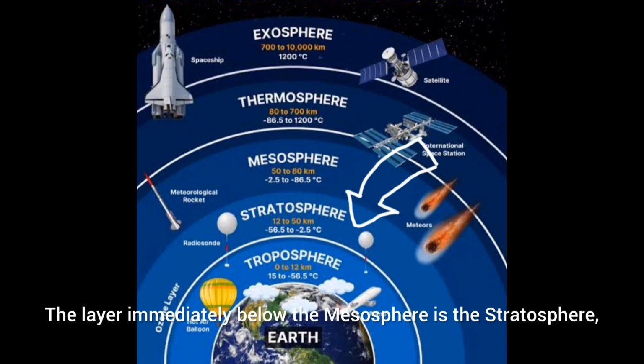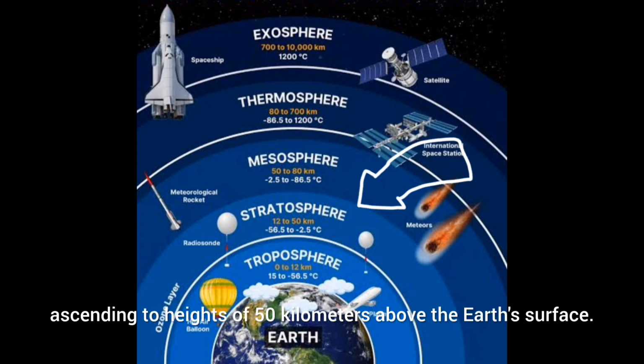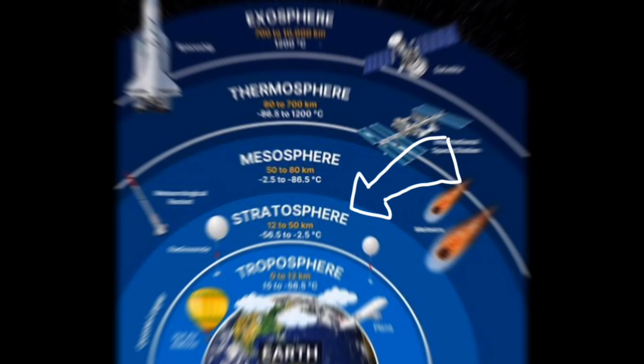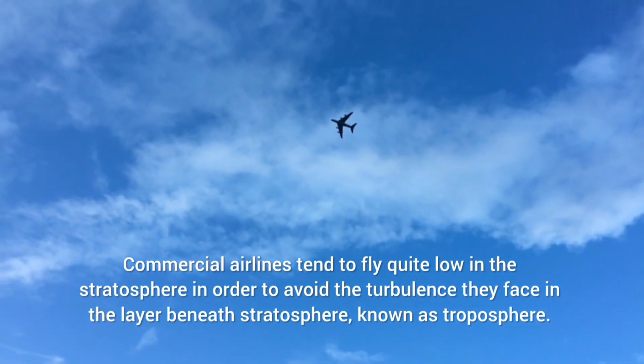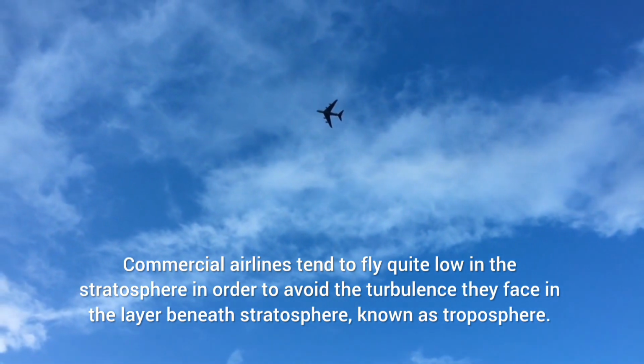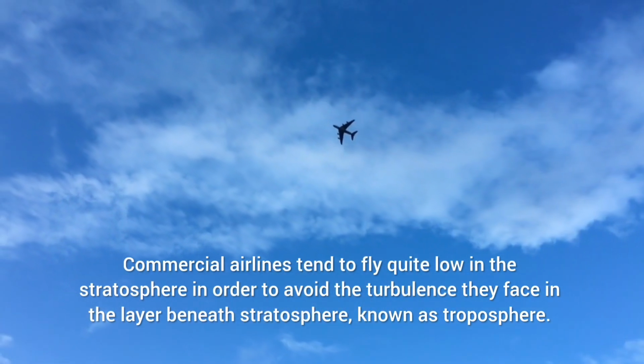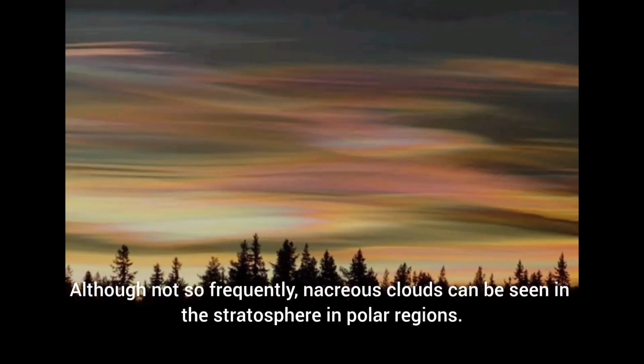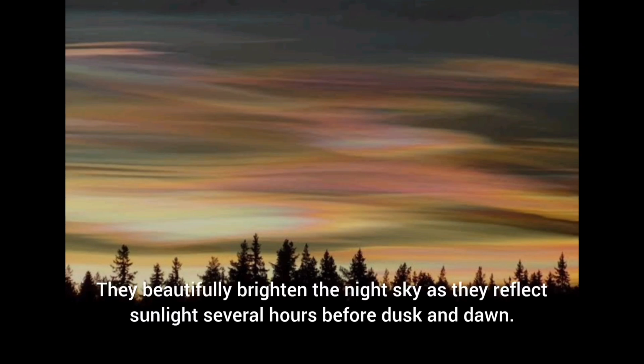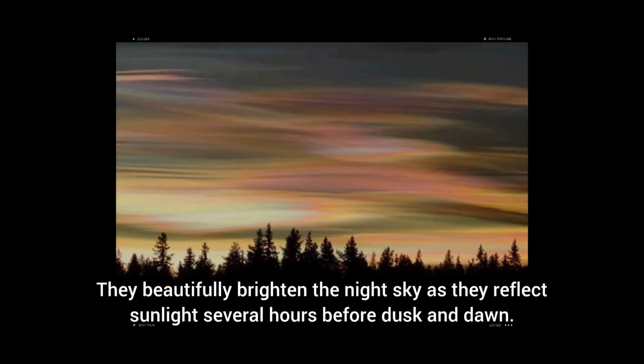The layer immediately below the mesosphere is the stratosphere, ascending to heights of 50 kilometers above the Earth's surface. Commercial airlines tend to fly quite low in the stratosphere in order to avoid the turbulence they face in the layer beneath stratosphere, known as troposphere. Although not so frequently, nacreous clouds can be seen in the stratosphere in polar regions. They beautifully brighten the night sky as they reflect sunlight several hours before dusk and dawn.